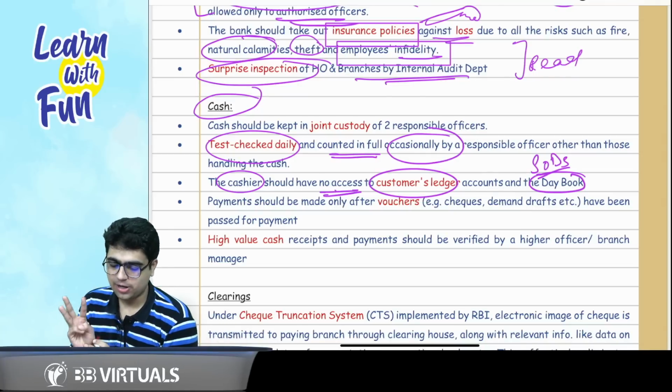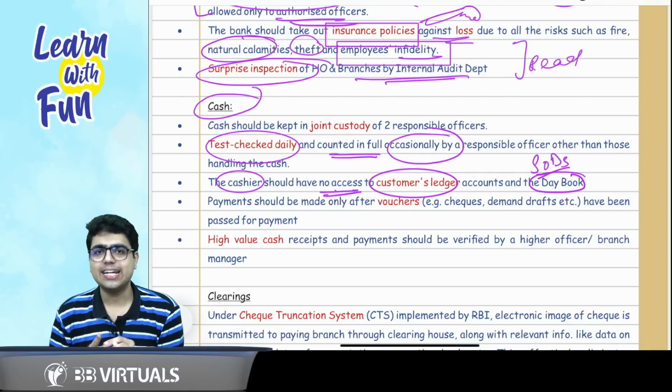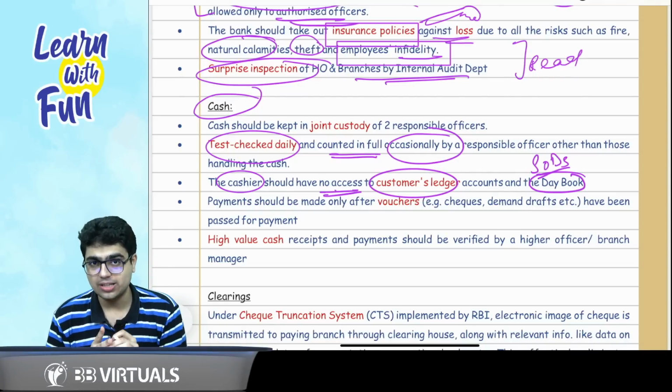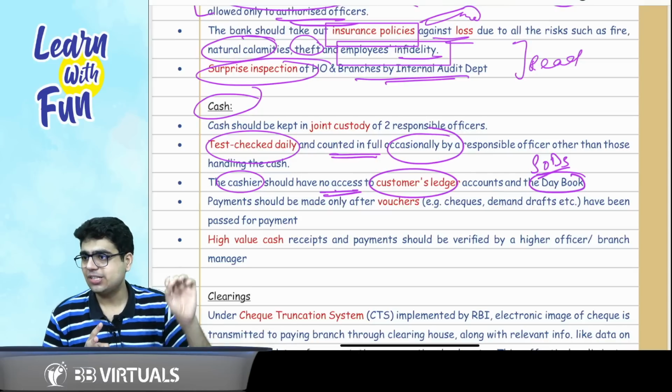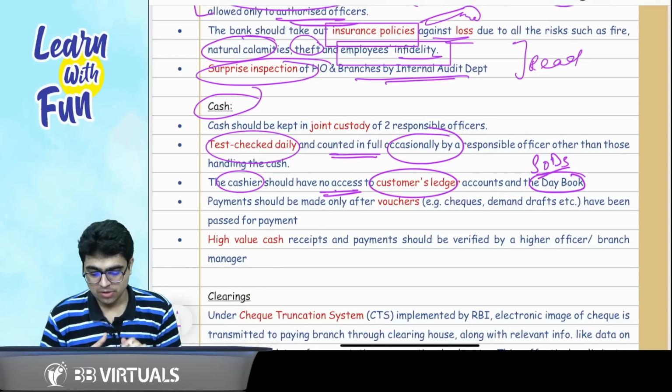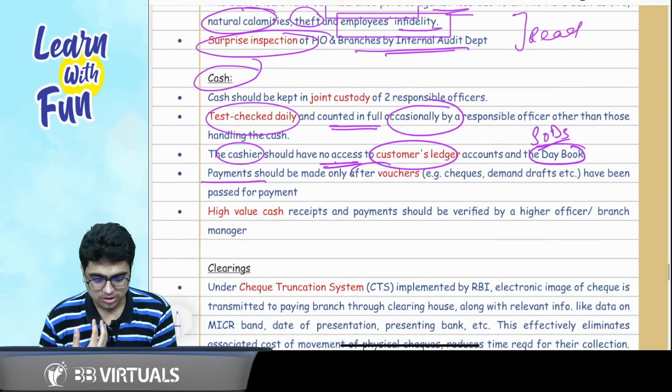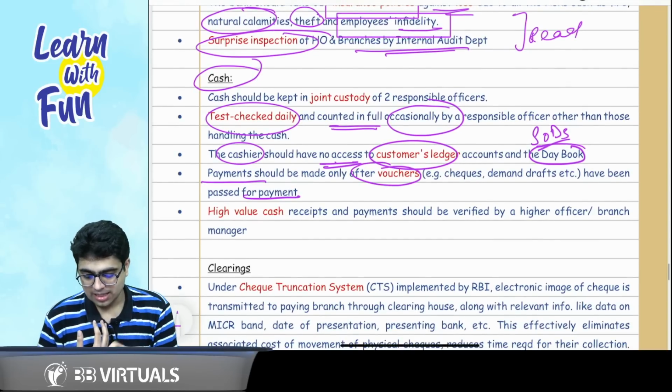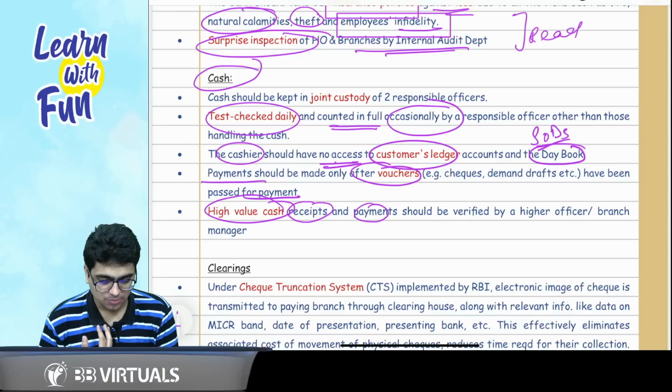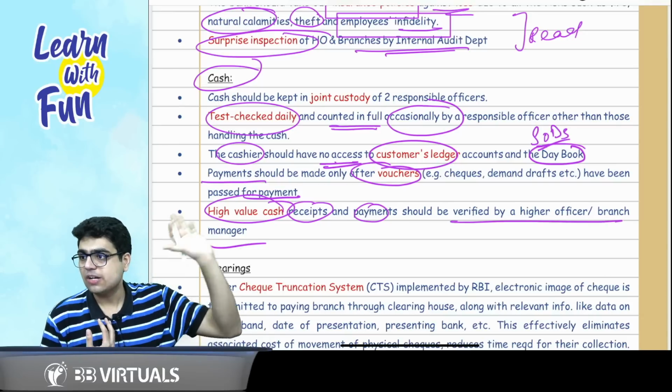Sir, what are the three points? First point, joint custody. Second point, test check daily, count in full occasionally. And the third point says, cashier should have no access to the customer ledger. Payment should be made only after the vouchers have been passed for payment. Plus, high value cash payments and receipts should be verified by a higher officer or manager. Sir, what are the five points?